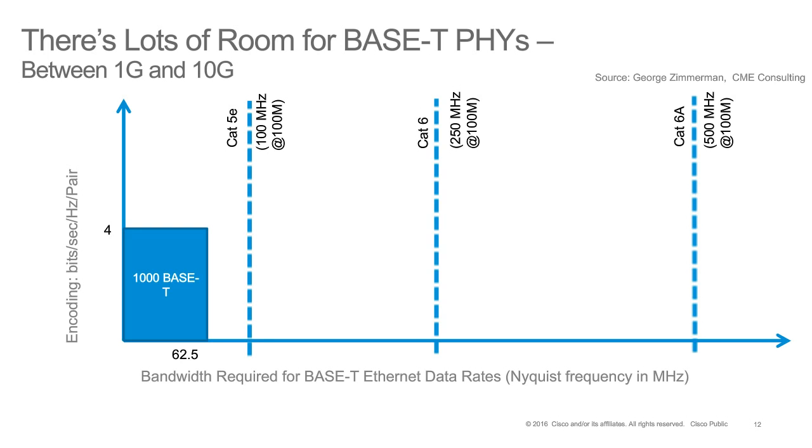If we look at this, 1000BASE-T slides in needing about 62.5 megahertz worth of bandwidth, at a Nyquist frequency, the best you could get. And the way they encode that is with 4 bits per second per hertz per pair. So that's what we've been shipping for an awful long time. That drives our enterprise access today.